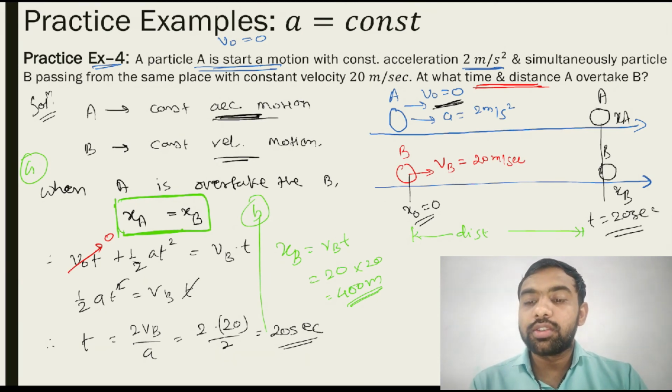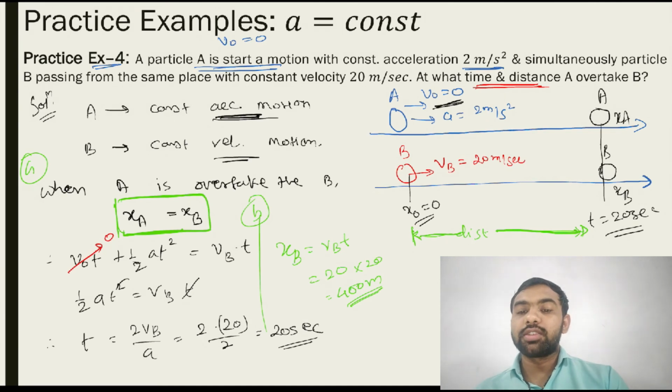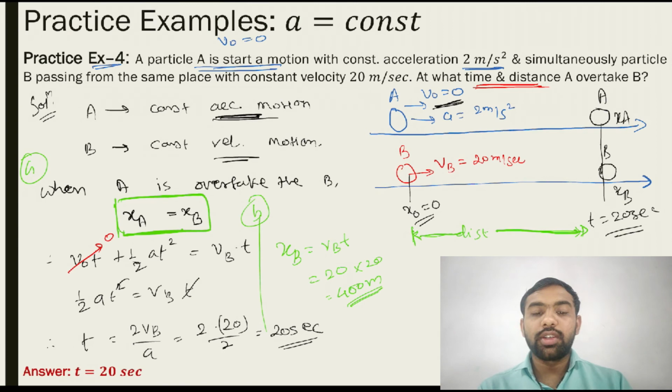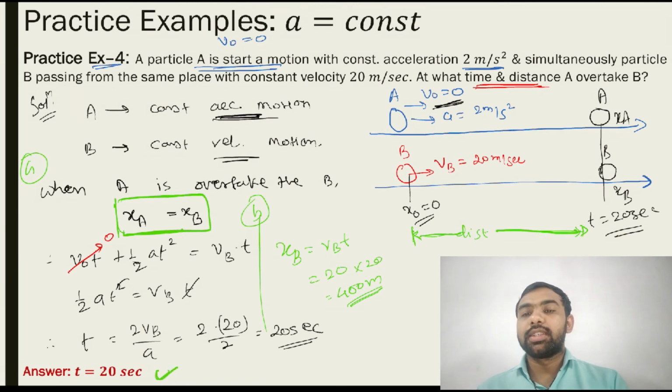Why am I using this equation? See, you have to find this distance. So distance is equal to what? XB or XA, both are the same. If you use the value of XA, then you put XA is equal to 1/2 at square, and you get the answer. Okay, T is equal to what? 20 seconds, and X is equal to what? 400 meter.